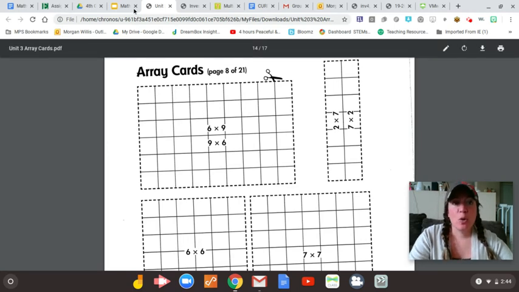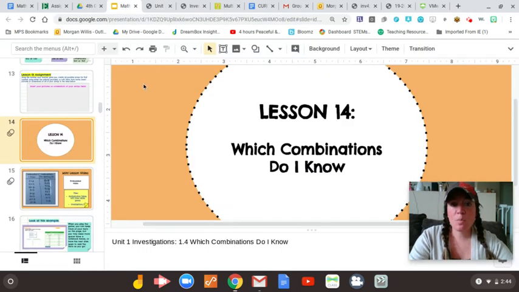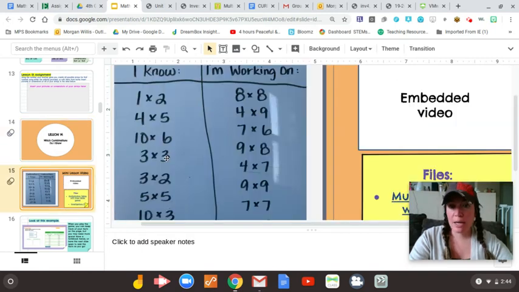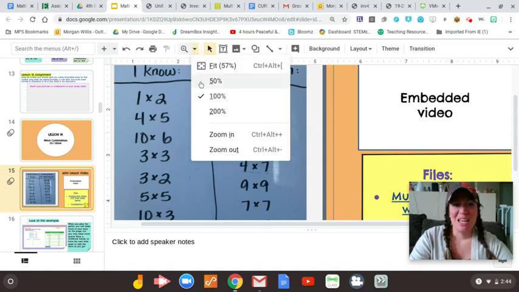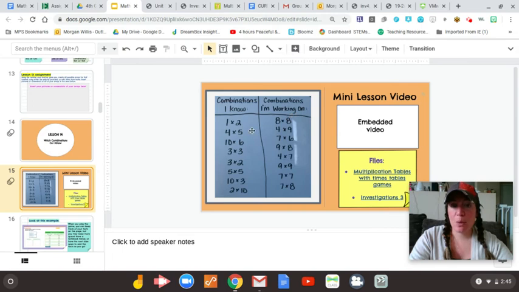So what you're going to be doing today is which combinations do I know? I have provided an example of what your chart might look like. It's zoomed in a little bit, so you need to have a notebook handy so you can draw this chart, not the problems, but the combinations I know and combinations I'm working on. You can draw that in your notebook paper, or if you use the link from our last lesson, you can use that too and draw on there, but a notebook would probably be easiest.